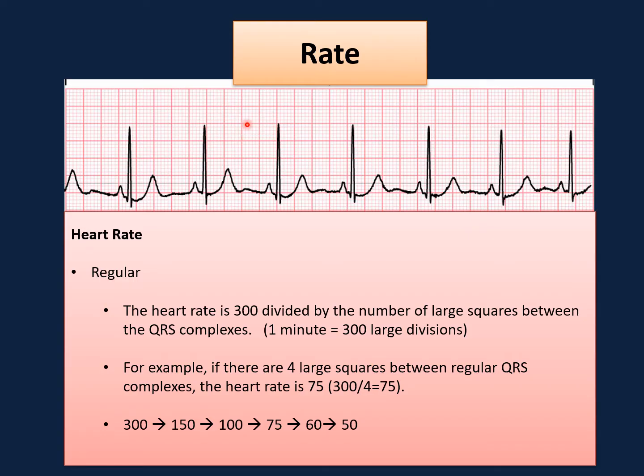So 300 divided by 4 equals 75. Where the 300 came from, again: 1 minute equals 300 large squares, because each large square equals 0.2 seconds. So if you have one large square between the R's, the heart rate will be 300. If it's 2, it will be 150. If it's 3, 100. If it's 4, 75. If it's 5, 60. If it's 6, 50. This is in case the rhythm is regular.